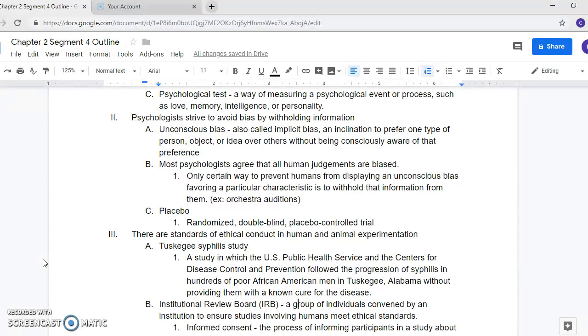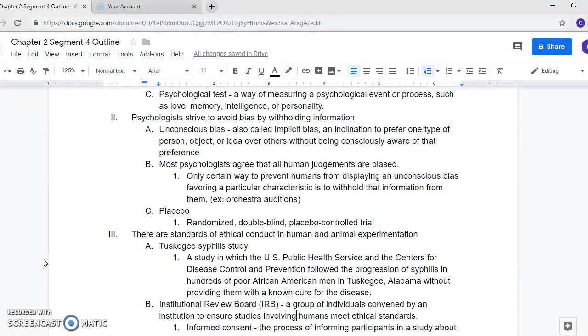And this eliminates any type of bias that a practitioner might have in their treatment, depending on which patient is receiving what information. And placebo-controlled is just a way to see if the medicine works and to try and see if there is a placebo effect.